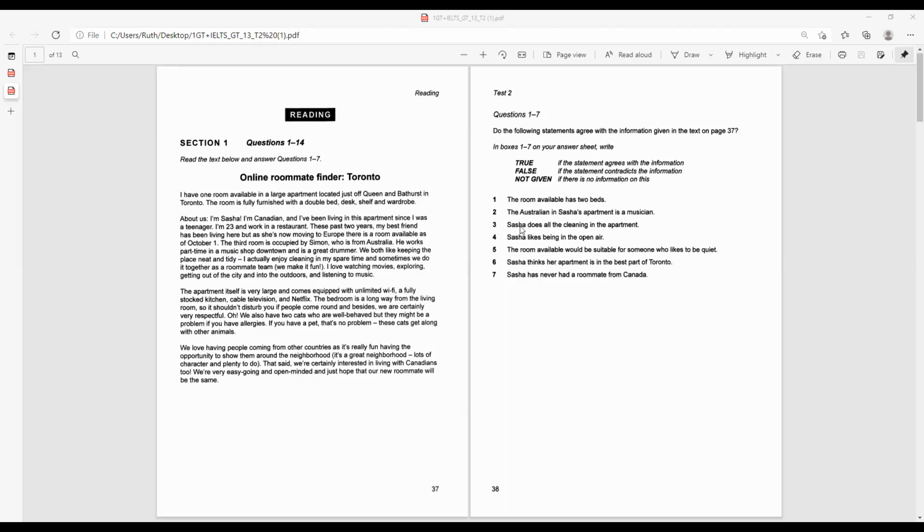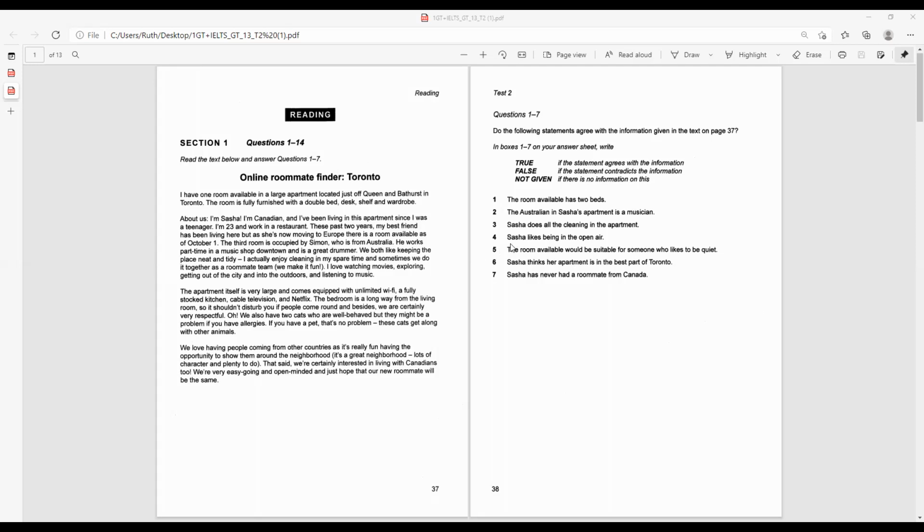When we look at the next one, Sasha does all the cleaning in the apartment. So this is the one that I told you about qualifying words. All, that means what? She does cleaning all the time. So that's our qualifying word. So let's go looking and see if she does cleaning all the time. What's the answer for that? Is that true? False. False, because she does enjoy cleaning, but they do it together sometimes.